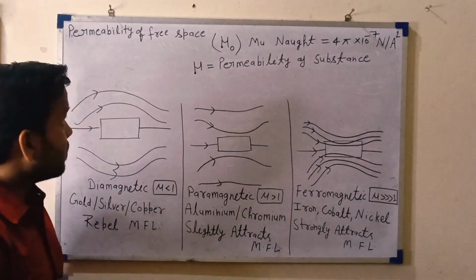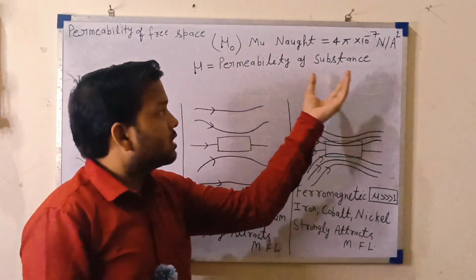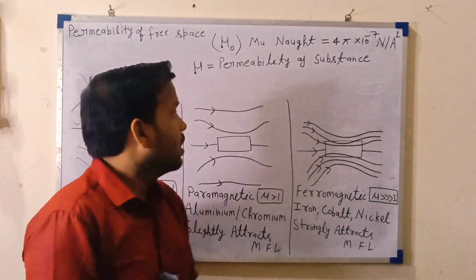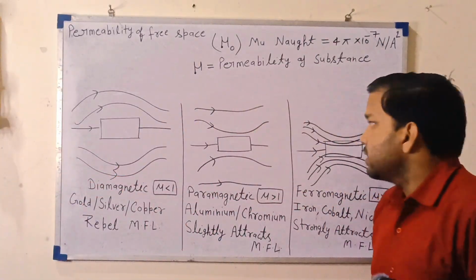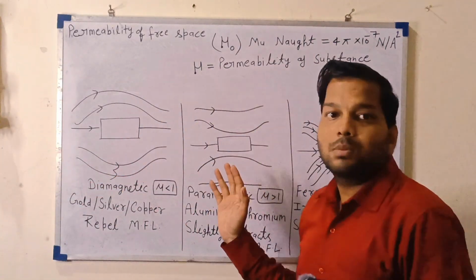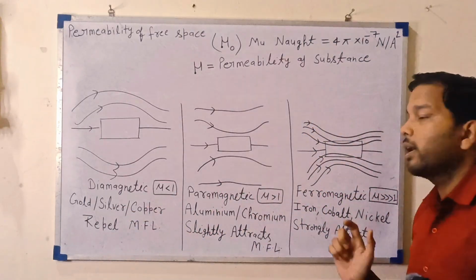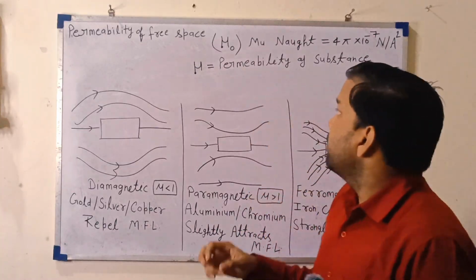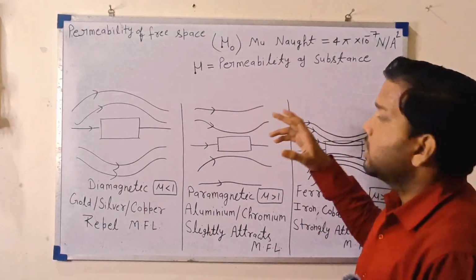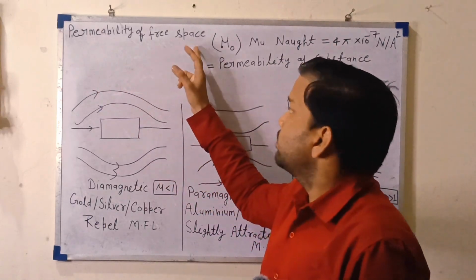It is mu naught and it is mu. What is mu? Mu is the permeability of a substance or medium. There are three kinds of substance, namely diamagnetic, paramagnetic and ferromagnetic. At this time I want to teach you first the meaning of permeability of a substance. After that I will teach you the meaning of permeability of free space.